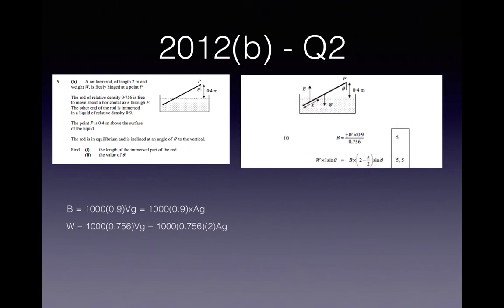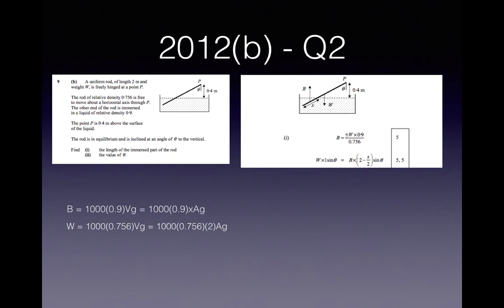I would use the moments with the turning point at the point P. You get W by L sine theta is equal to B multiplied by (2 minus X over 2) sine theta. Now in this case, they've said the length of the rod is 2L. So the length from P to where the center of gravity is along the line of the rod is L. And then we multiply by sine theta to get the component that's perpendicular to the weight.